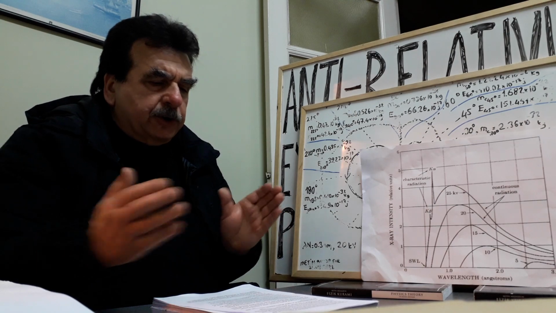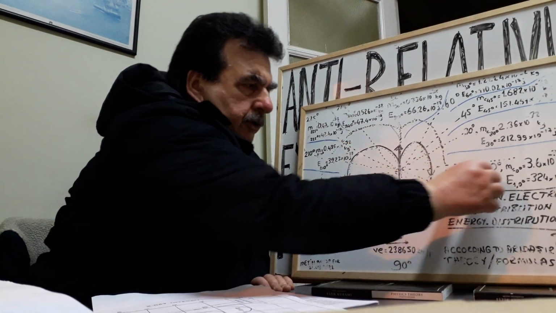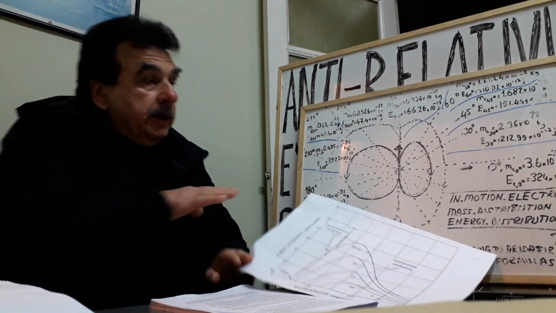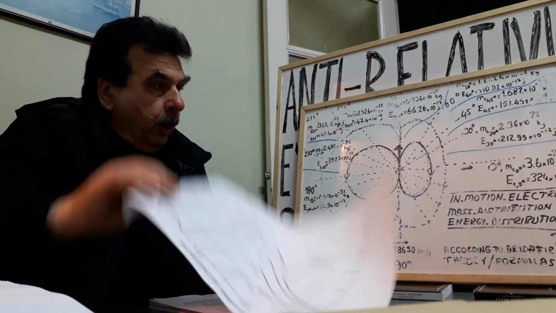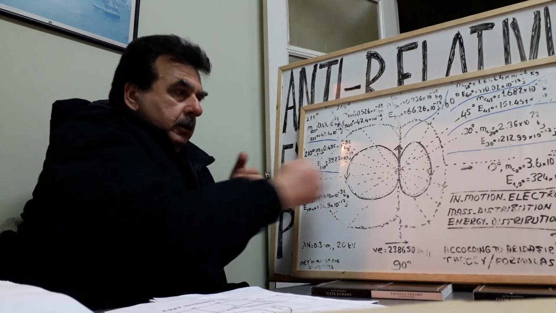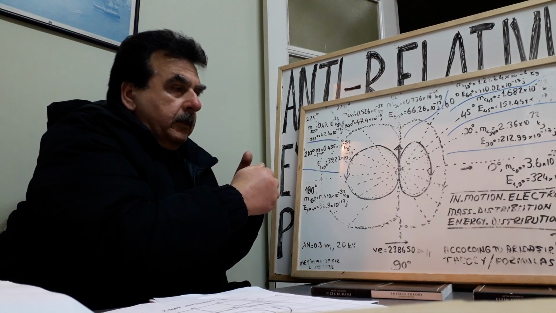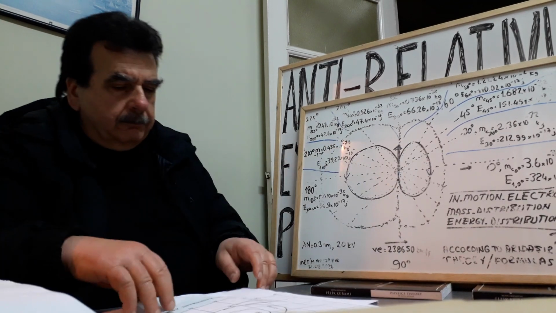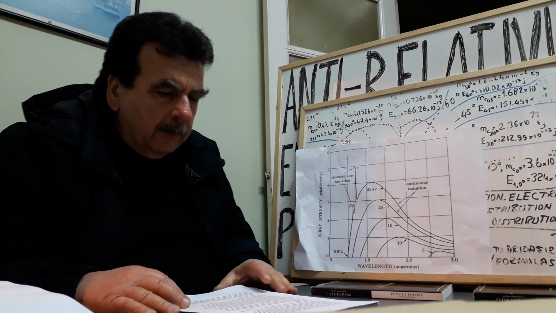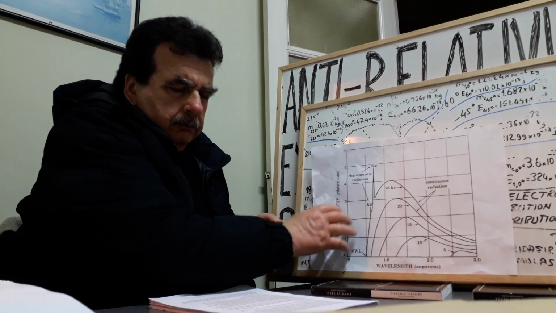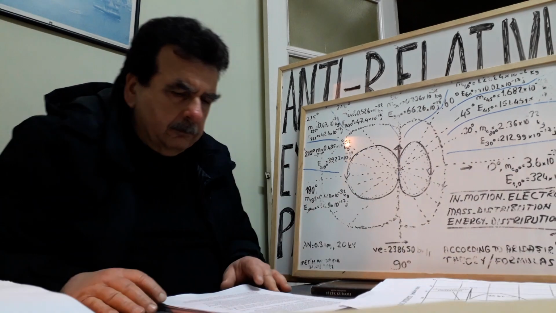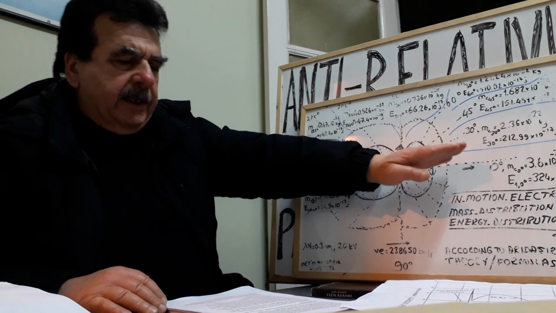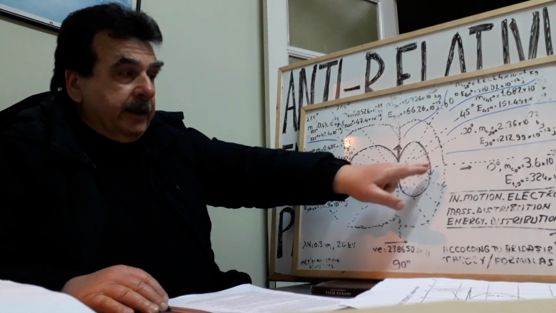And its wavelength shortens, according to my theory, in the 0 degree motion direction. In the opposite direction, it expands and becomes larger. Yes. Here, its wavelength shortens to the shortest level in the motion direction of the electron, 0 degree.